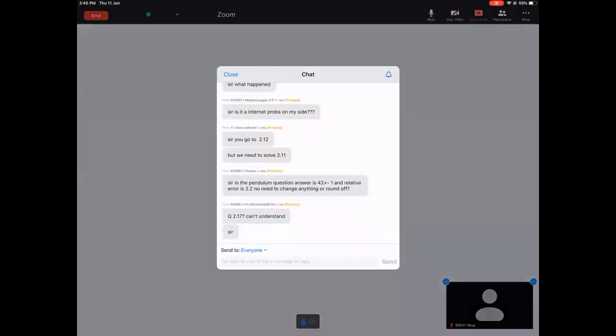Question 2.7, can't understand, I'll explain. Sir, in the pendulum question, the answer is 42 plus minus 1 and relative error is 2.2. No need to change anything or round off. No, the relative error also I changed. Relative error is 2, so we change the relative error. Yes, relative error also needs to be changed to 2. We wrote 2.2% and then we changed it to 2.